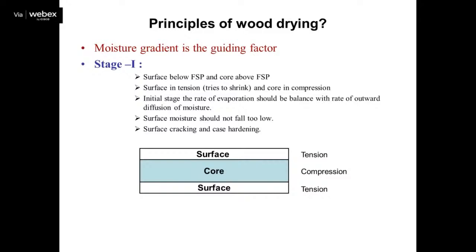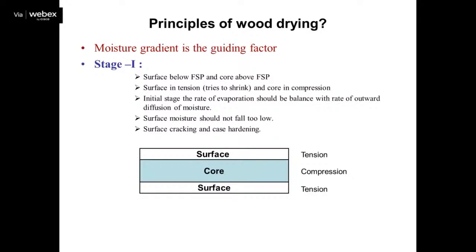So when there are two different kinds of pulls acting in the same wood, what will happen? The surface layer will try to shrink, and the core layer will prevent it. There are chances that case hardening or surface cracking may occur. So what is the remedy? The remedy is that initially we should not dry the timber very, very fast. If we dry the timber very fast, the surface may become dry, and the gradient which is required to pull the water from the core to the surface, and from the surface out, may break.